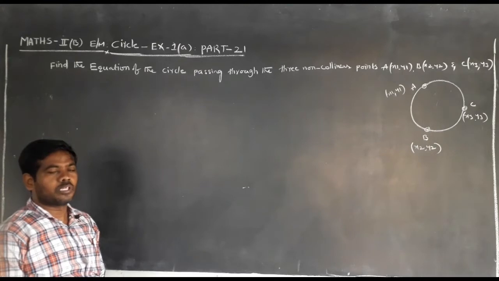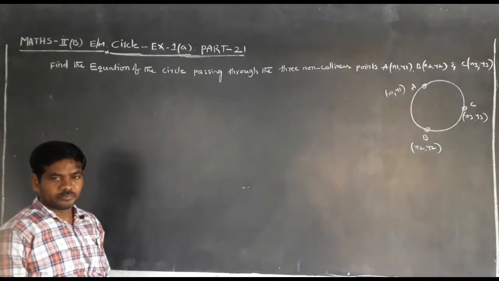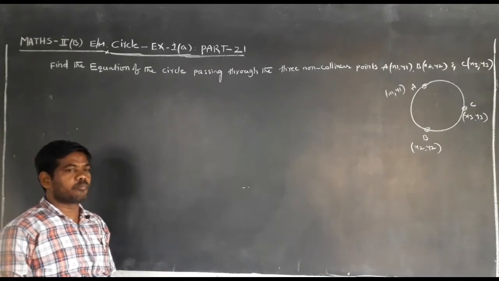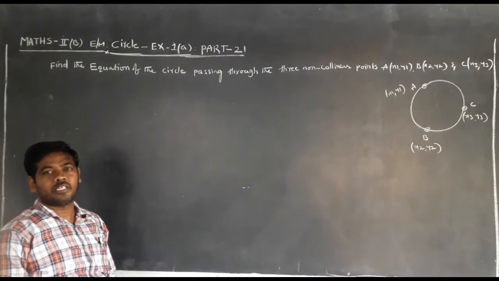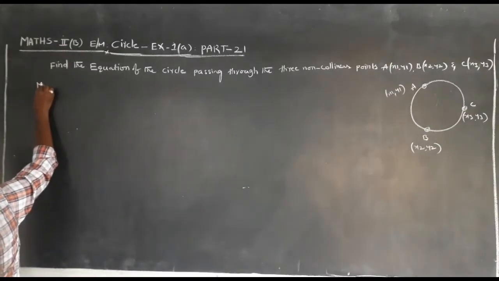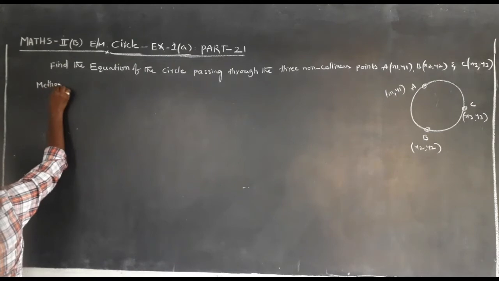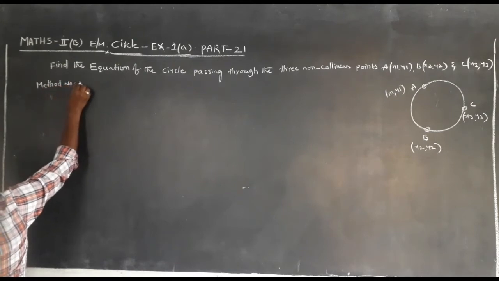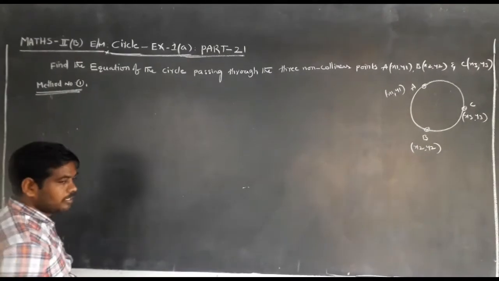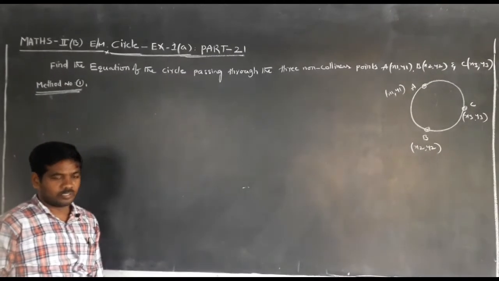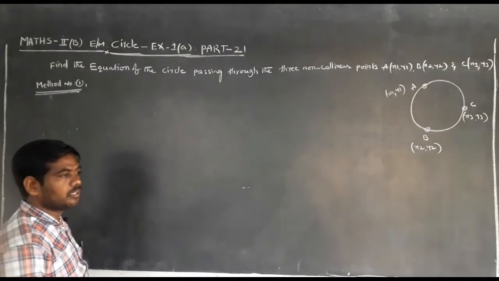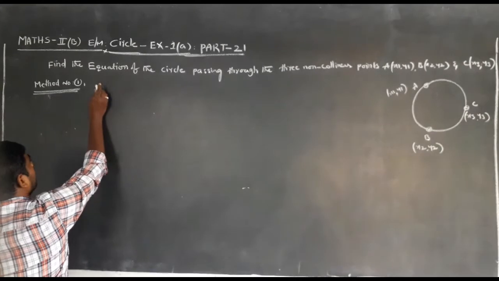Here, a total of 4 methods are there to find the equation of the circle passing through the three non-collinear points. Method number 1 is the direct formula.